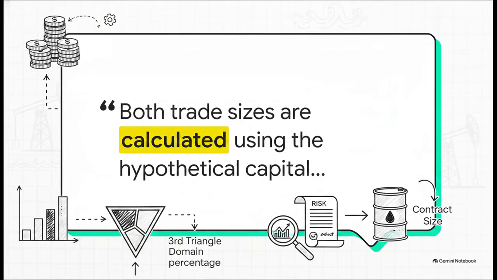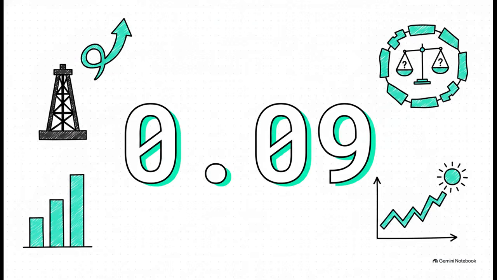Under the strict rules of the system's documentation, I have to state the following methodology exactly as written for the record. Both trade sizes are calculated using the hypothetical capital, the investor's maximum allowed drawdown, the third triangle domain percentage, the risk coefficient, and the contract size. So running that exact formula with the fixed parameters we just documented yields a definitive, non-negotiable result. Each trade size equals exactly 0.09. That is the mathematically derived position sizing for both the M and the PC entry coordinates.